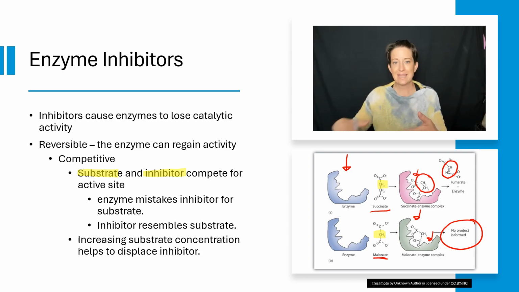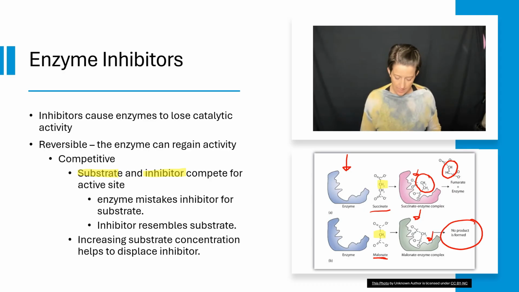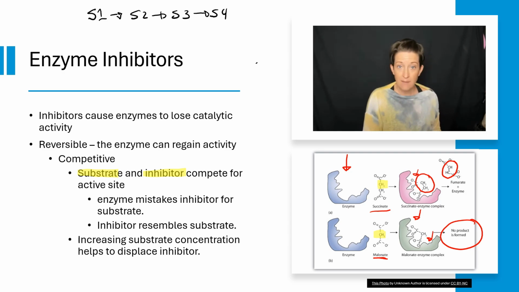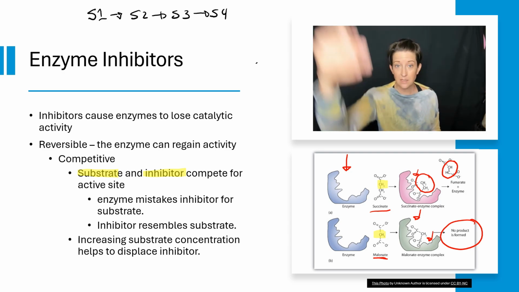Now, how we can get this enzyme back to functioning is we can flood the system or build up the system to increase the substrate concentration, and that can help displace any of the inhibitors present. Where this can occur is through a process like our citric acid cycle, where we have substrate 1, substrate 2, substrate 3, substrate 4, and we are moving through, and we get to a point where for substrate 4 we have a high enough concentration. We can look at this through the citric acid cycle.